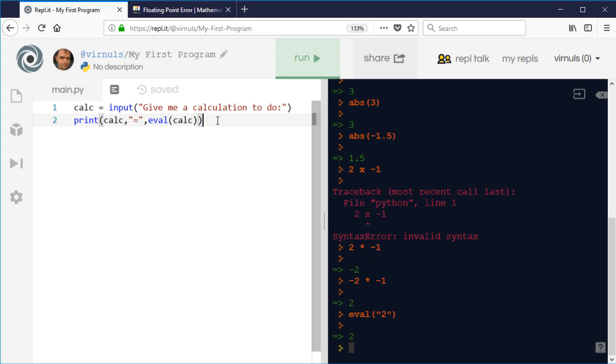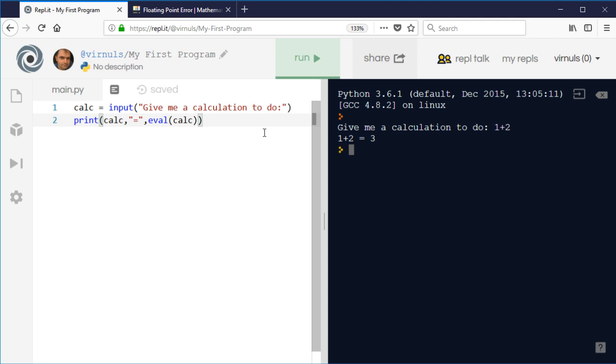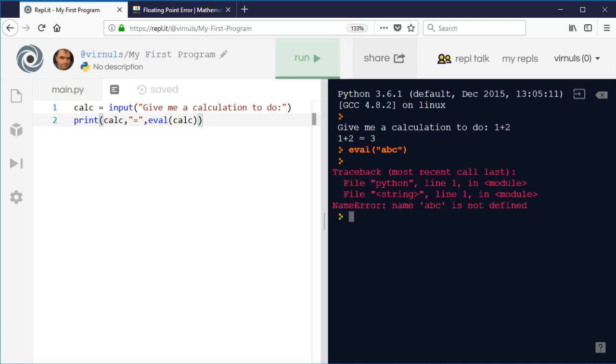So now if I run that program, give me a calculation to do, 1 plus 2, it's going to say 1 plus 2 is equal to 3. So it's read in my string, it's evaluated it to see whether it's a valid calculation, and it's actually calculated the result. Obviously, if you do something like eval ABC, it's not going to like it. But if it's a valid calculation in there, it will do it.